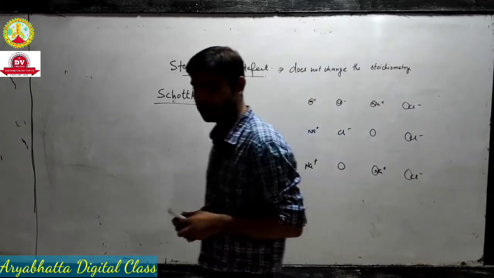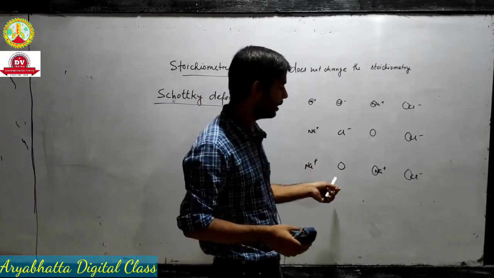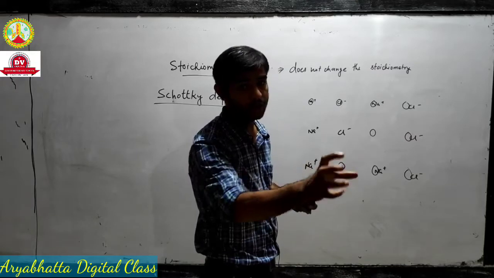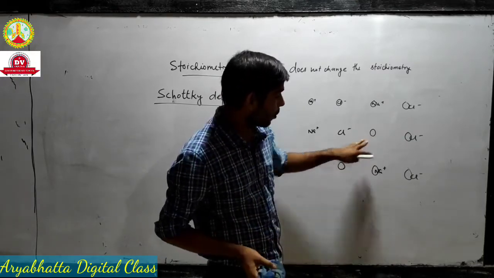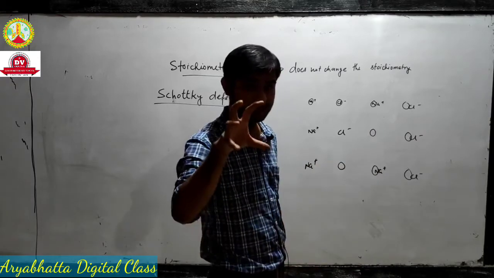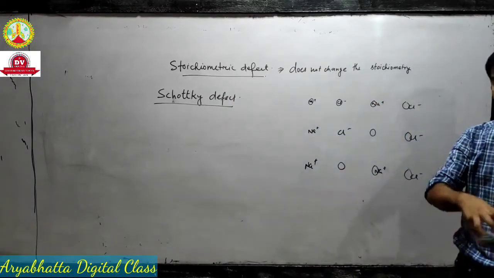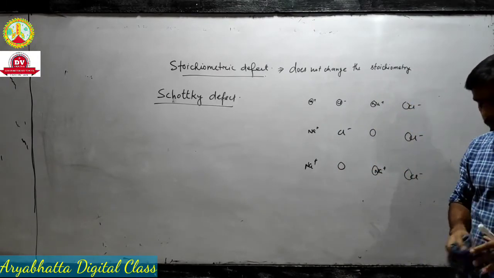So this is basically a vacancy defect. As you can see, the ions are not displaced to another position, but only missing. The spaces are vacant. Here things are only becoming empty, nobody is moving to another location. So Schottky defect is a type of vacancy defect.